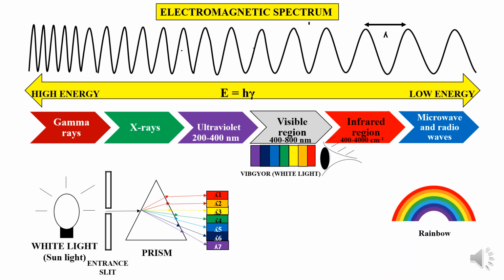And now you know why a rainbow has 7 distinctive colors, because each color is associated with a different wavelength and energy. And the wavelength ranging from 400 to 800 nanometers can be perceived by the naked eye and hence the name visible region.